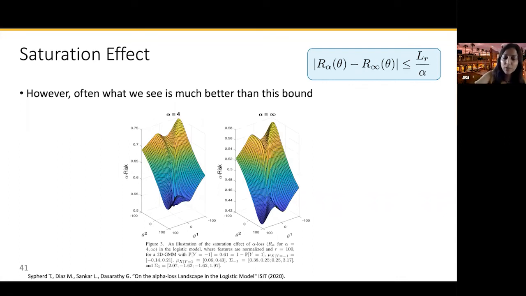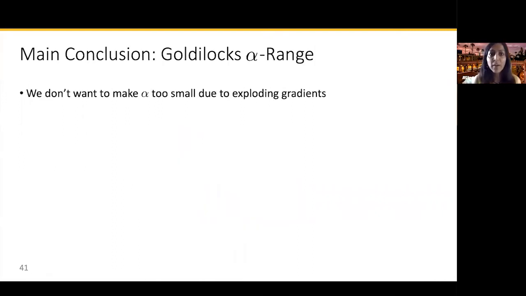For example, you take this Gaussian mixture, you see alpha equals 4, and this is theoretically alpha equals infinity. We were able to plot it out because we have a closed form expression. You can eyeball it, you can see some differences, but not too much in the landscape. All right, so in this case, the radius is 100.